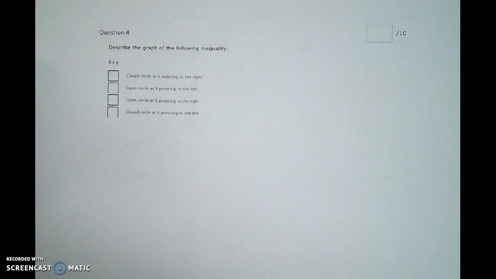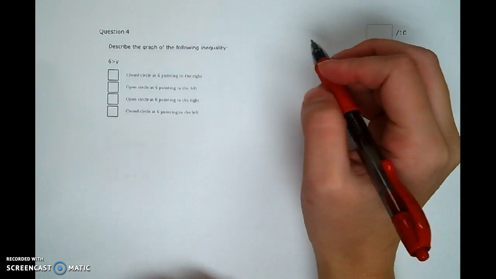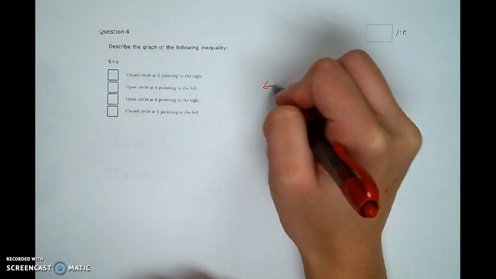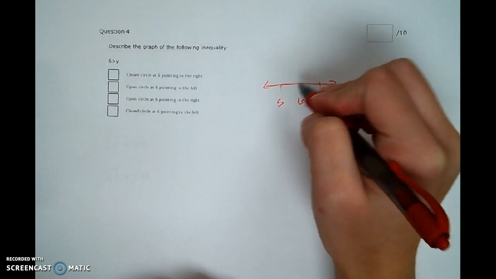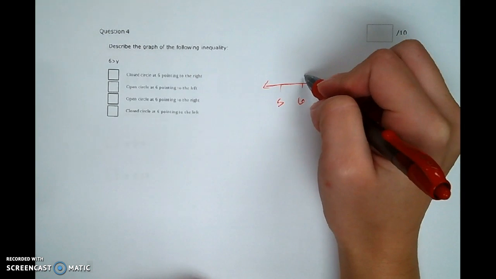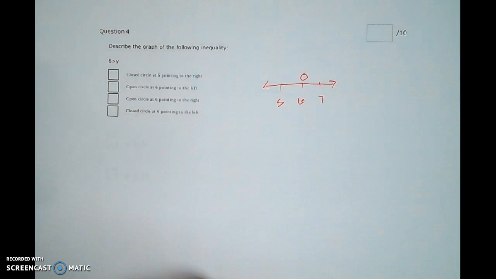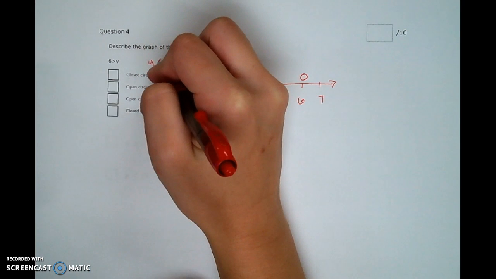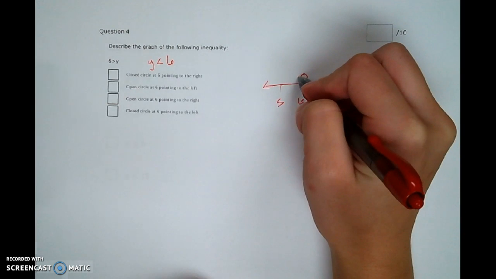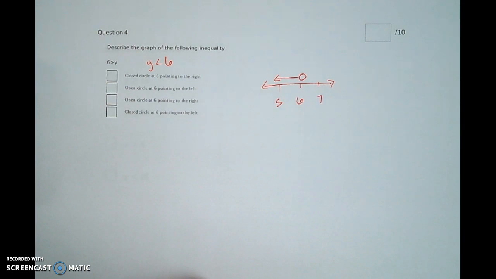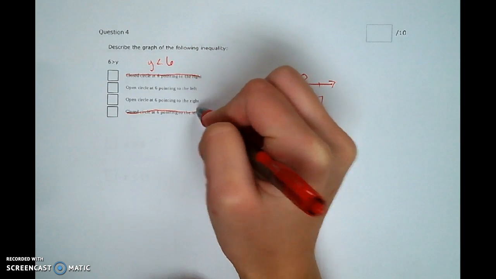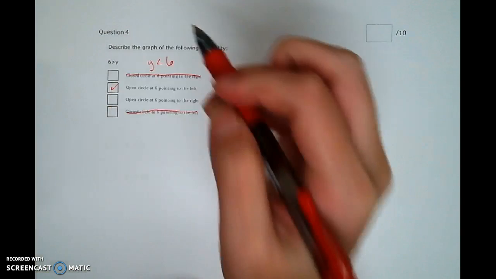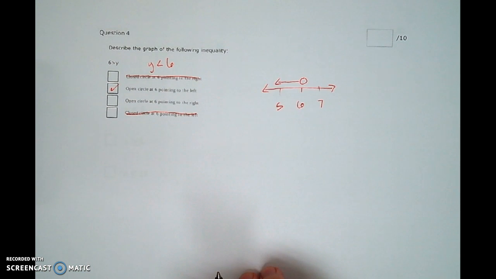Number 4 says, describe the graph of the following inequality, and we have Y is greater than 6. So again, I would just sketch a graph. I do not have the or equal to part, so it's going to be an open circle on 6. If 6 is greater than Y, we can rewrite this as Y is less than 6. So my arrow on this one is going to be pointing to the left. I know I have an open circle, so I can cross off my closed circle options, and then it's pointing to the left. So I want to make sure that I choose the correct one there.